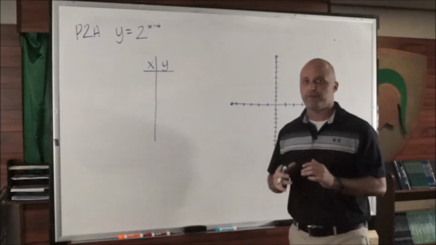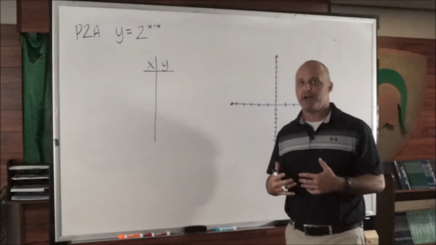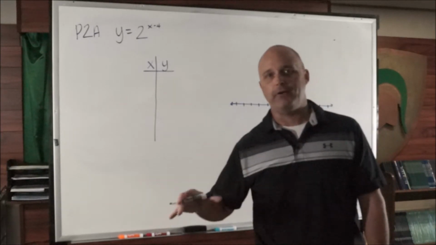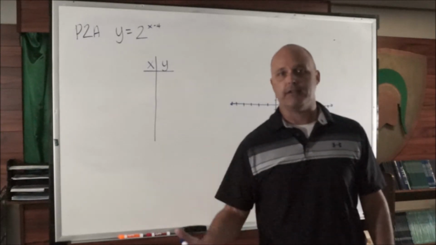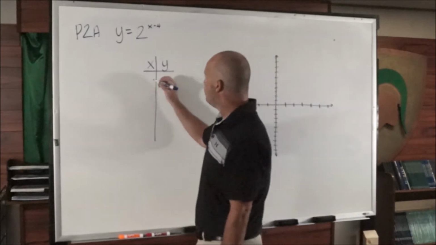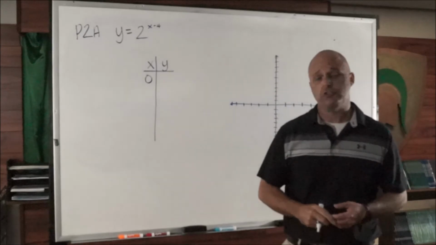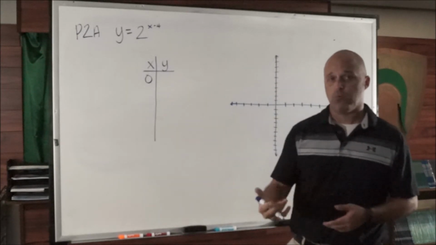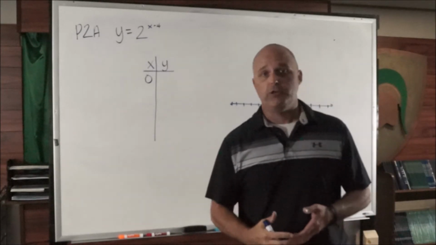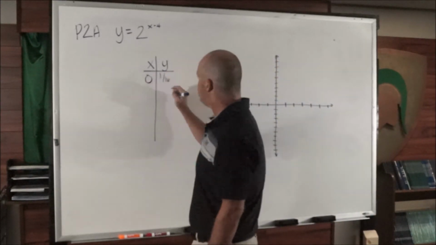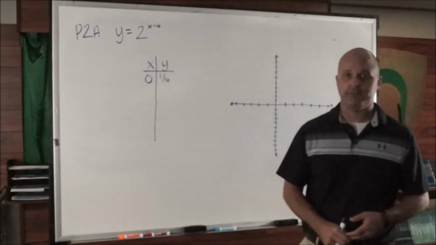Now, what I want to do first is I personally want to find out what is the y-intercept. So remember that the rule for the y-intercept is it's the value of y when x equals 0. So if we put 0 in for x, then what we're going to end up with is 2 to the negative 4th, which is 1 over 2 to the 4th, which is 1 over 16. So the y-intercept is going to be 1/16 this time.